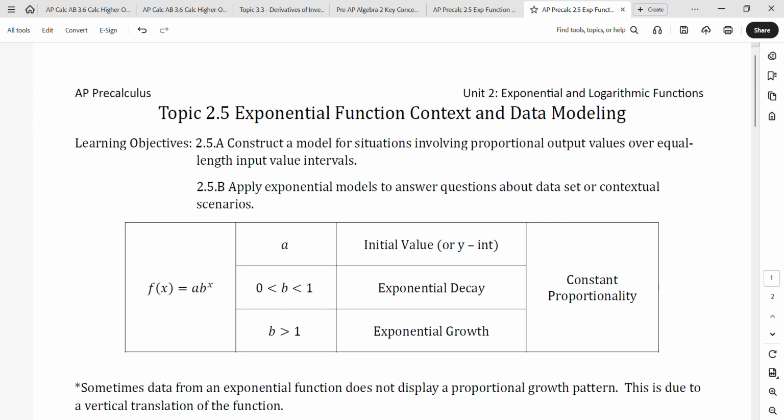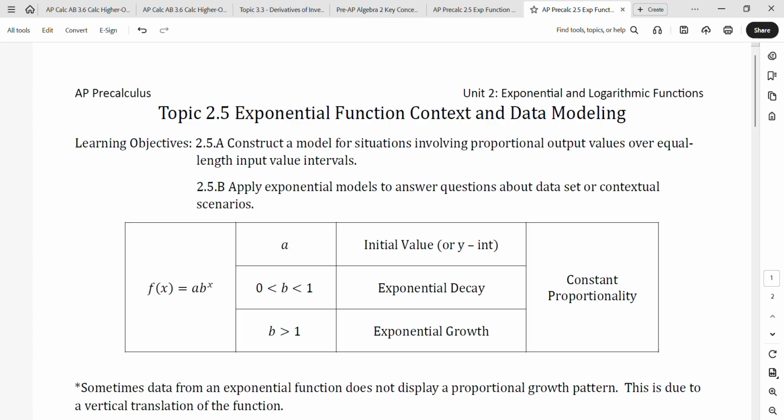Okay, so today and tomorrow we're going to talk about exponential function context and data modeling. We saw this last unit, towards the end when we did it all together. In this unit, we've talked about exponential functions. Now let's talk about modeling. We will construct models for different situations involving proportional output values, because we know that's what characterizes an exponential function. And this is a key part: apply exponential models to answer questions about the data set or the story problem.